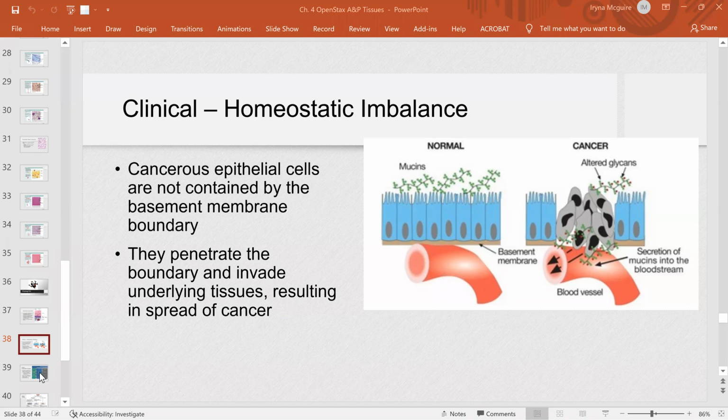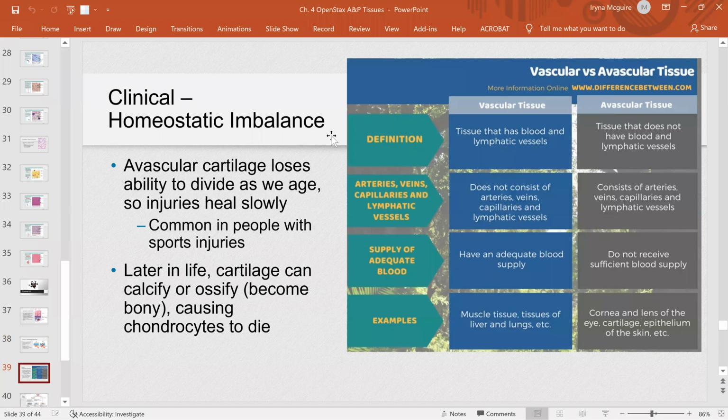Another information we want to learn about tissues, we already know that tissue can be divided into vascular and avascular. And epithelial tissue is one example of avascular tissue. Another example would be cartilage. Cartilage is avascular compared to bone, for example, that is highly vascular tissue. So let's compare vascular and avascular tissue.